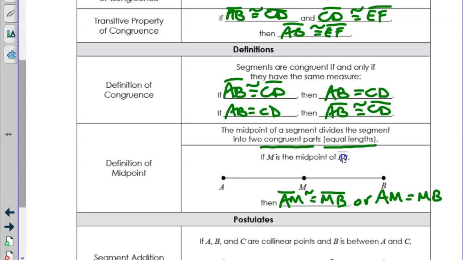Does everybody make sense of what I just said? Check.